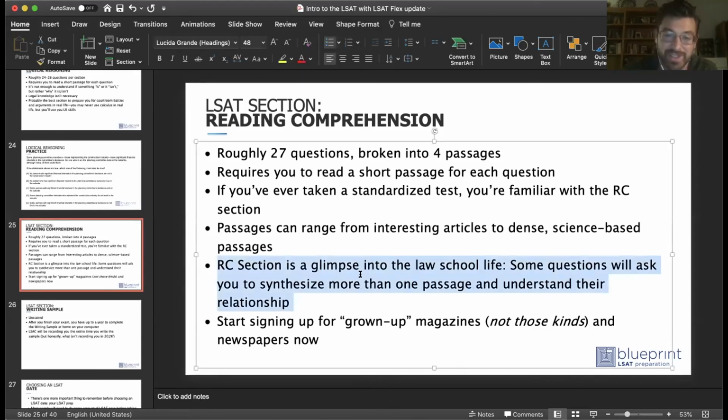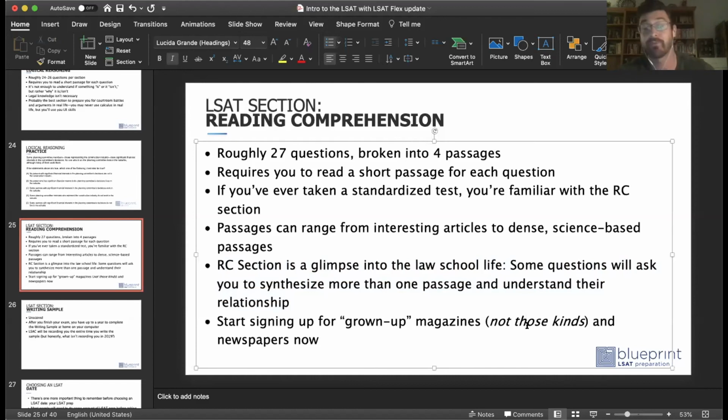RC is a glimpse into law school life. I think that's pretty fair. You're going to be doing a lot of reading in law school, a lot of reading. And this is a good little way to kind of segue into that field. Many of them will ask you to synthesize more than 1 passage. Those are called comparative passages, and you'll compare the two's relationships. Start signing up for grown-up magazines of a certain varietal, as noted here.